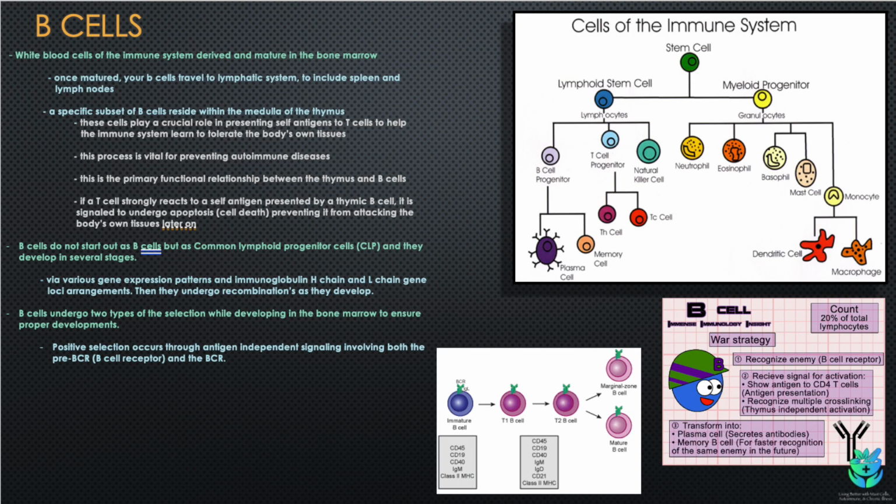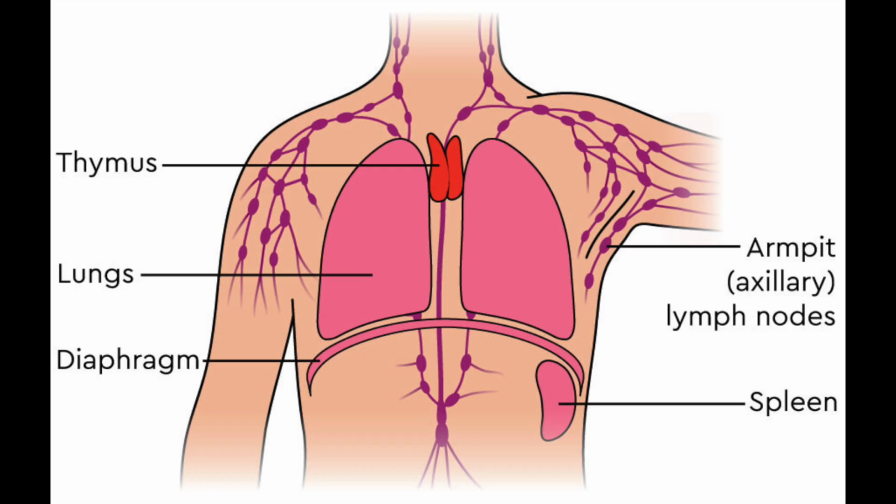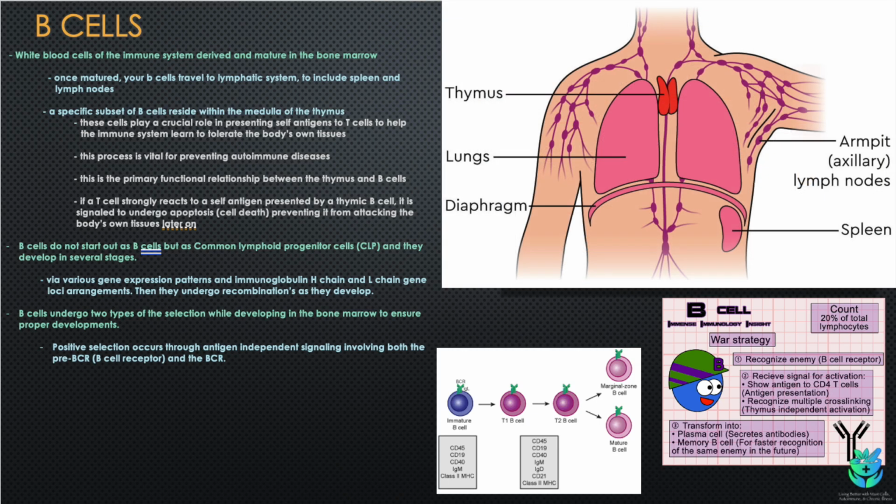White blood cells of the immune system are derived and mature in the bone marrow. Once matured, your B cells travel to the lymphatic system, to include the spleen and lymph nodes. A specific subset of B cells resides within the medulla of the thymus. These cells play a critical role in presenting self-antigens to T cells to help the immune system learn to tolerate the body's own tissues. This process is vital for preventing autoimmune diseases.